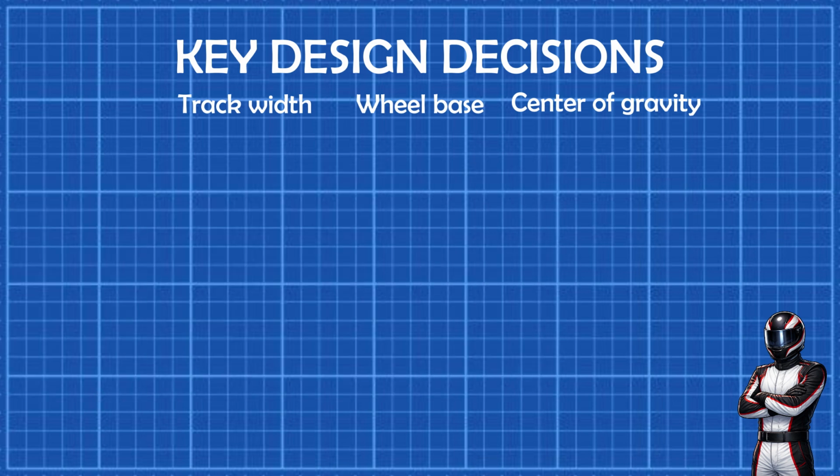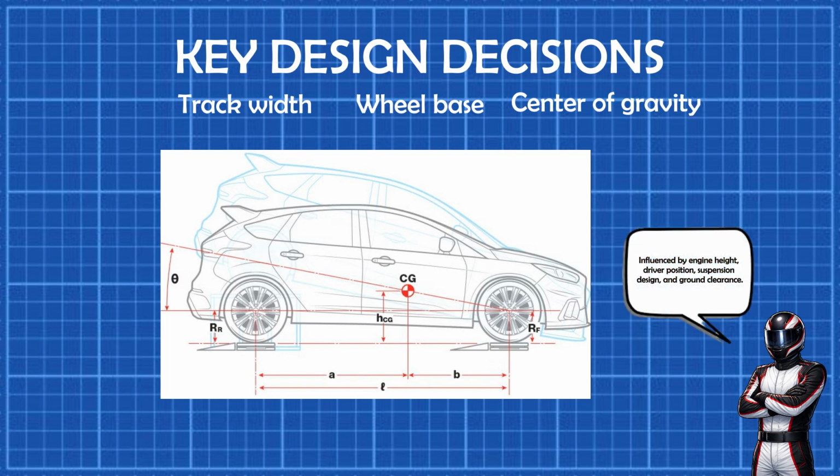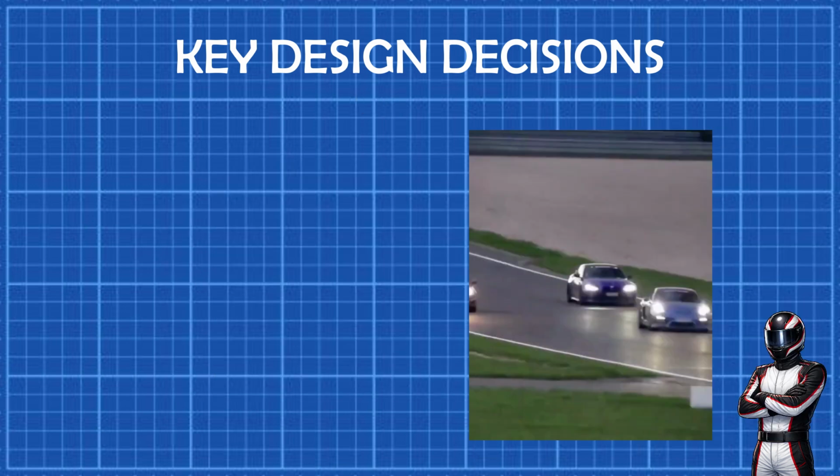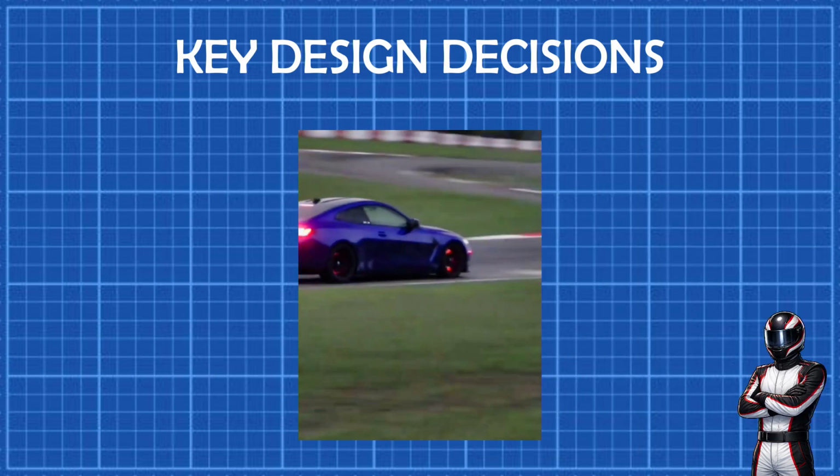Center of gravity. Lower is always better. Influenced by engine height, driver position, suspension design, and ground clearance. Lower center of gravity improves braking, cornering, and overall stability.